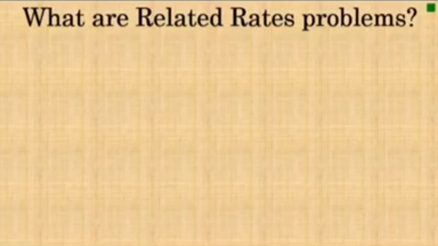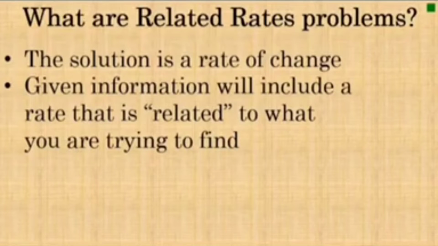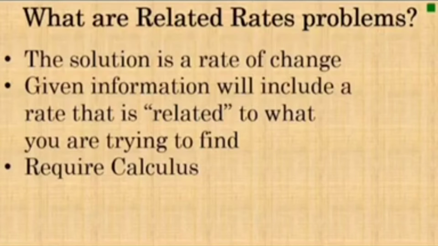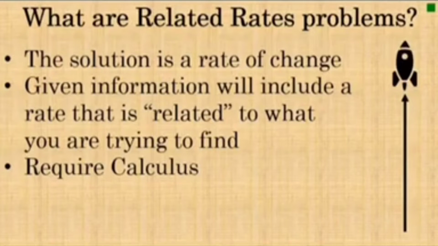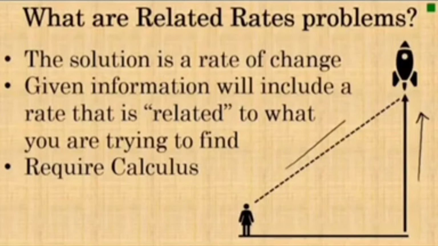What are related rates problems? The solution is a rate of change. The given information will include a rate that is related to what you are trying to find. It also requires calculus, of course, with respect to time to solve related rates problems. In a minute, we'll talk about a rocket being launched. If you know the rate at which the rocket is rising, then we can find the distance between the rocket and the observer.